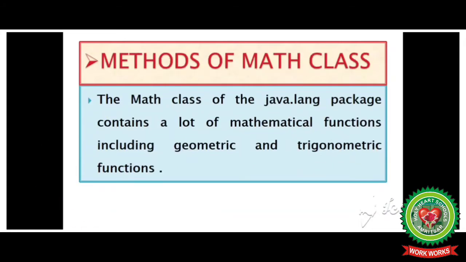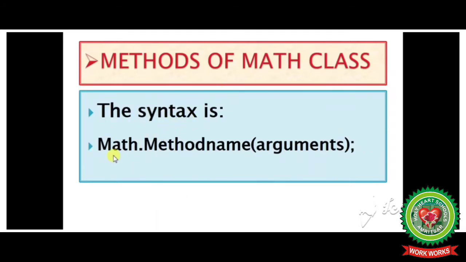The next topic is methods of the Math class. The Math class of the java.lang package contains a lot of geometrical and trigonometric functions, and the syntax to call a method is Math, where M is capital, dot method name. You can use any method name, to find the power, the square root, or the absolute value, and in the round bracket we write the arguments, like x, y or z according to the function, and a semicolon. So the syntax is Math dot method name, arguments, semicolon.